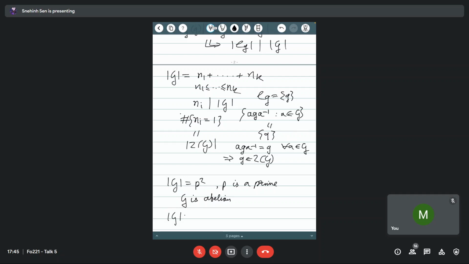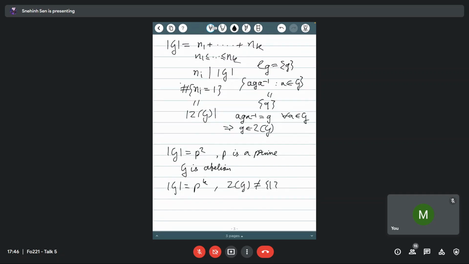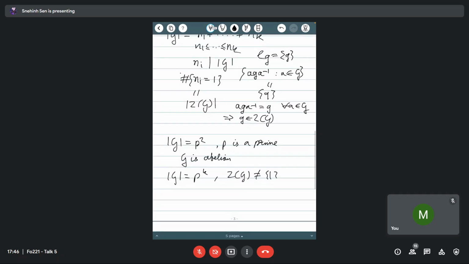If the size of G is a power of p, then the center of G is not, see, 1 is always in the center, the identity, but the center is strictly larger than that. That is, the center of G is not equal to the trivial subgroup. So we'll look at this fact in a short while. Okay. So I guess this is more or less whatever I wanted to recap about the conjugacy classes.